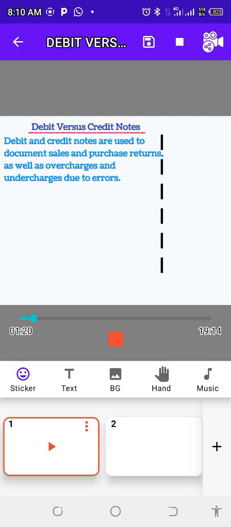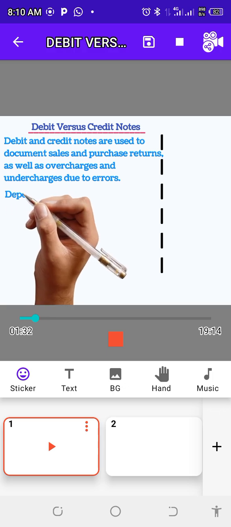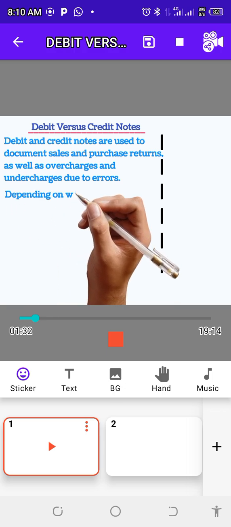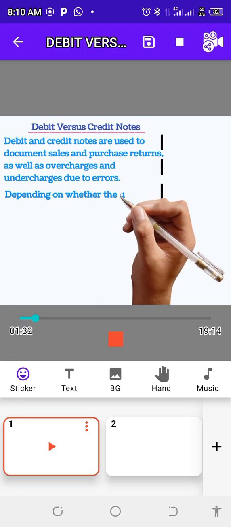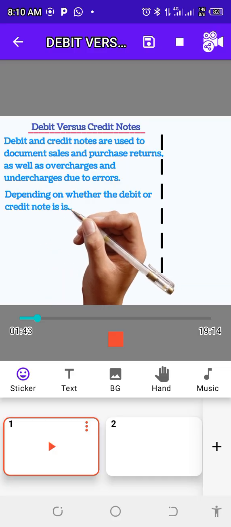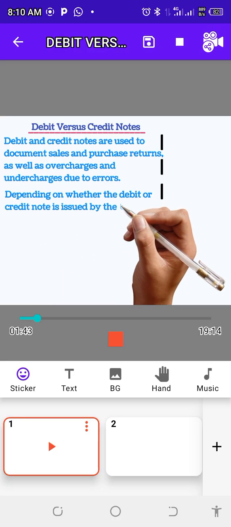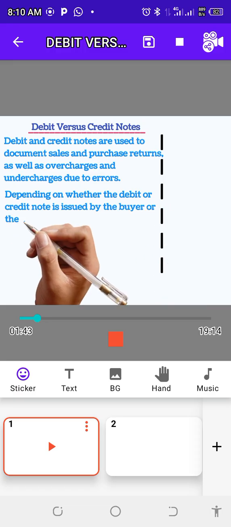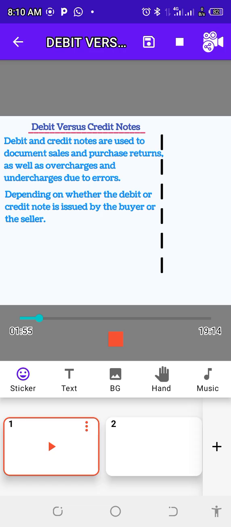Depending on who issued it, it may be issued by a seller or issued by a buyer. That means credit note and debit note can be issued by a seller or a buyer. Now, depending on whether the debit or credit note is issued by the buyer or the seller, that is when we know whether it is talking about overcharge or undercharge or sales return or purchases return.